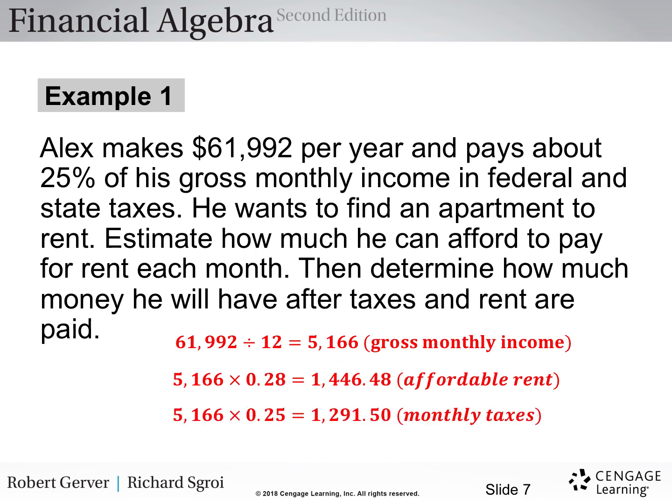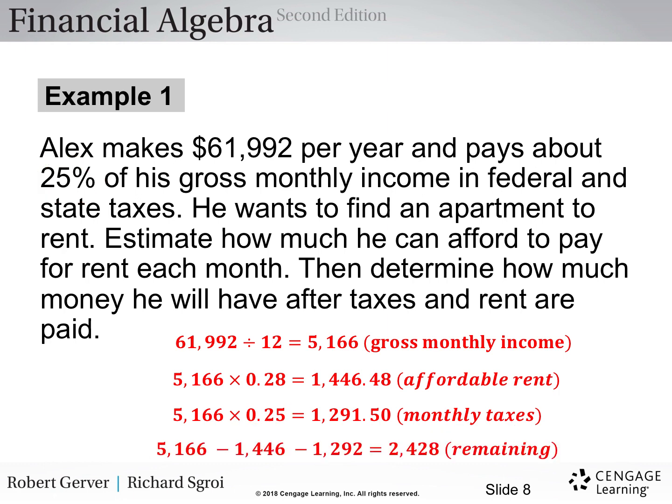Now, we know that he pays about 25% of his gross monthly income on federal and state taxes. So therefore, we're going to take his gross monthly income, multiply it by 0.25, and find that he spends $1,291.50 on monthly taxes.